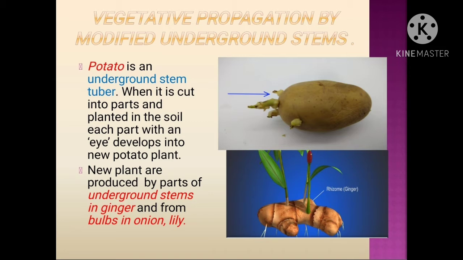Potato is an underground stem tuber. When it is cut into parts and planted in the soil, each part with an eye develops into a new potato plant. At each eye is a bud which can develop into a new plant. New plants are also produced by parts of the underground stem in ginger and from bulbs of onion, lily and tulip. Bulbs are underground stems with thick leaves.